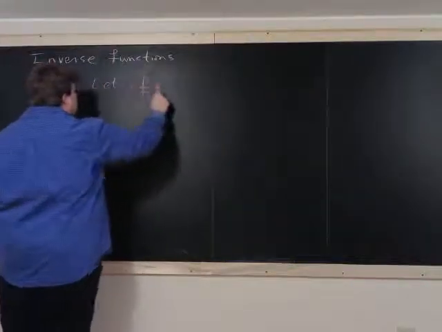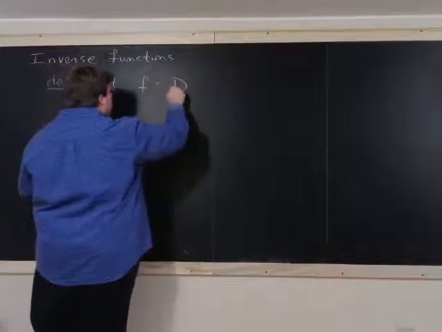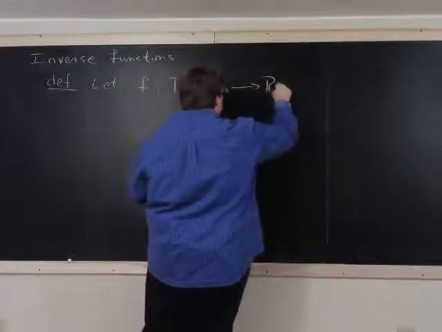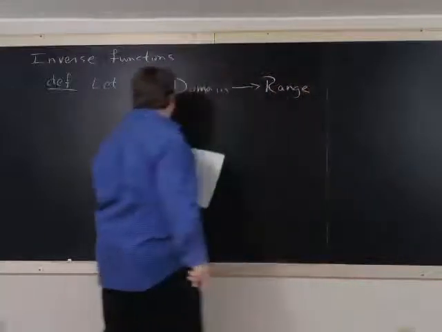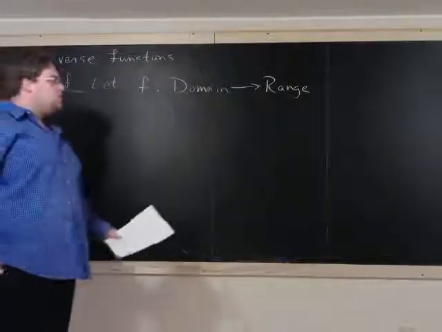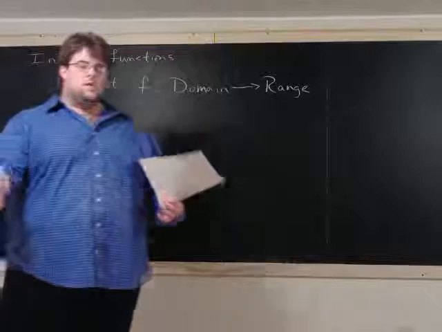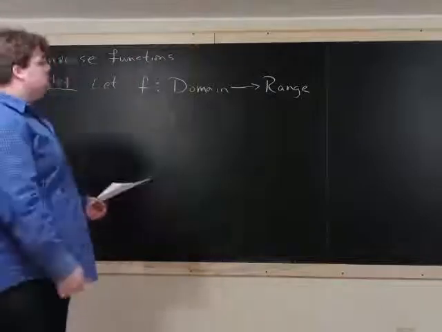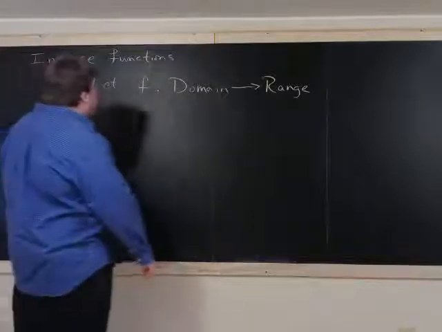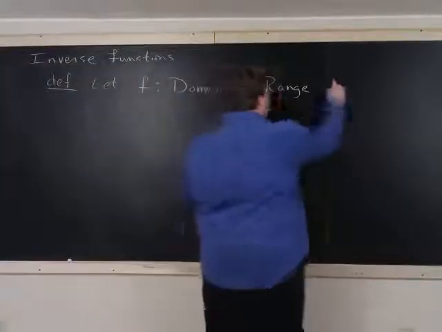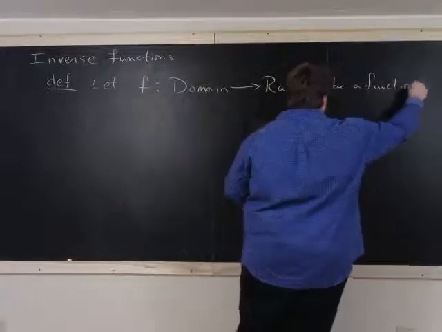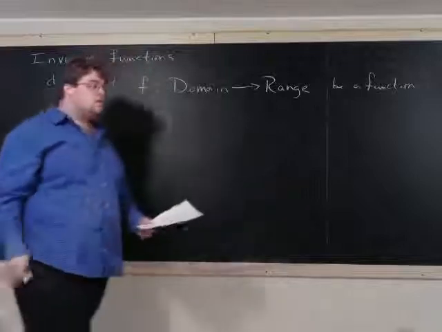So let f be a regular function which maps some domain to some range. So f colon domain arrow range says f takes a domain to a range. Again, I'm not going to test you on the notation, but this is useful for defining an inverse function. So let f map a domain to a range, be a function. As a function, it satisfies the vertical line test.